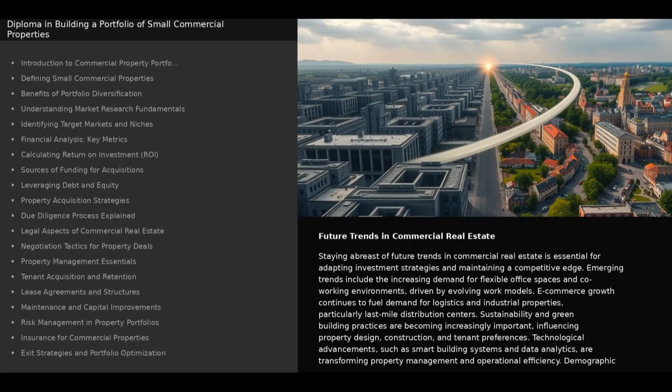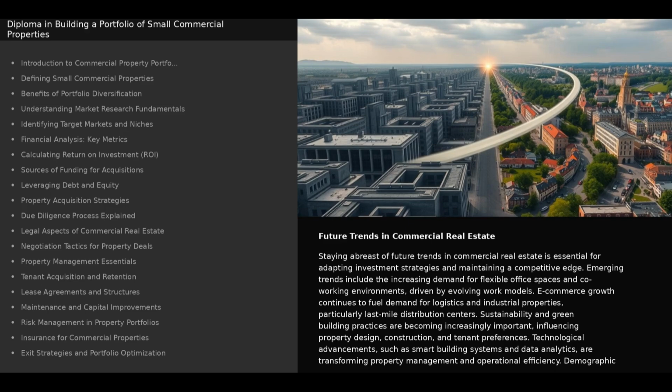Future trends in commercial real estate. Staying abreast of future trends in commercial real estate is essential for adapting investment strategies and maintaining a competitive edge. Emerging trends include the increasing demand for flexible office spaces and co-working environments, driven by evolving work models.